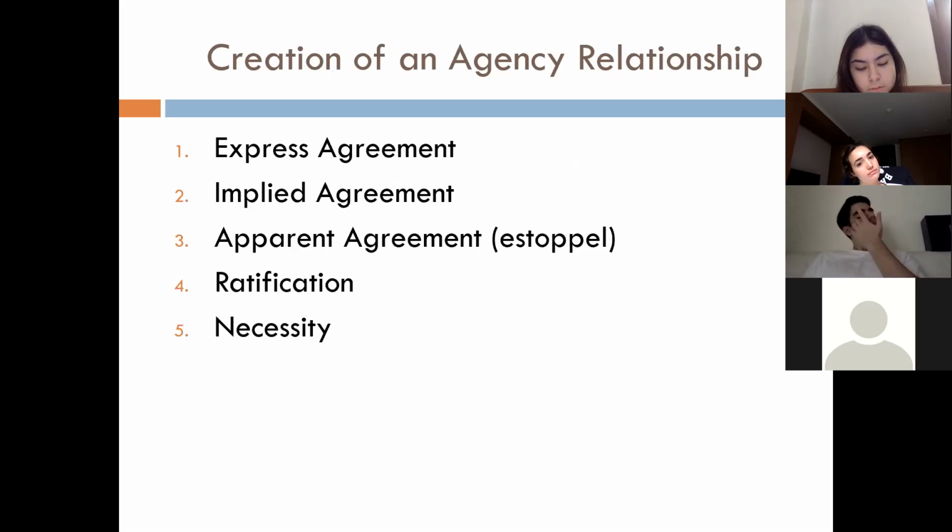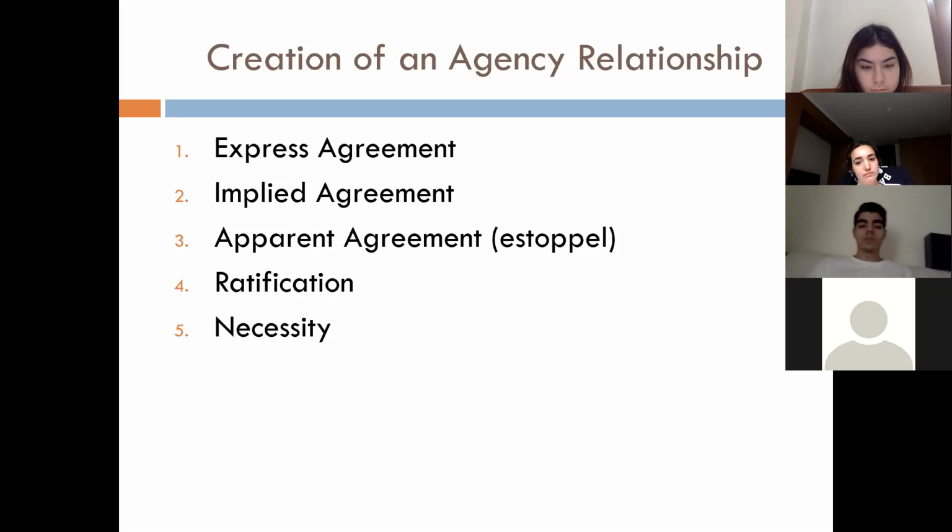There are 5 ways. So number 1, let's go through these. Number 1, express. Here are the 2 keywords: direct and clear. This is where I say, Carlotta, I want you to be my agent for this business. And you say, okay, David, I'm your agent. Very direct, very clear. That's called express. Express in the law doesn't mean fast. Express means clear.